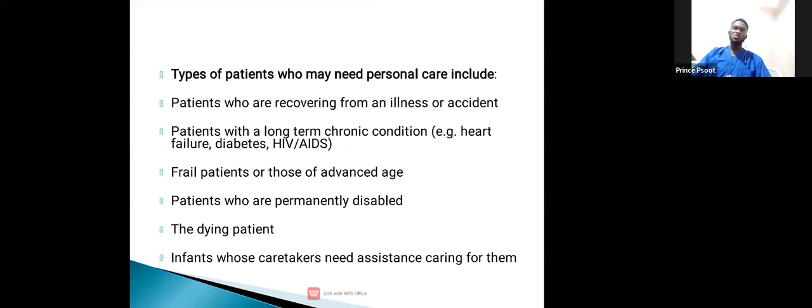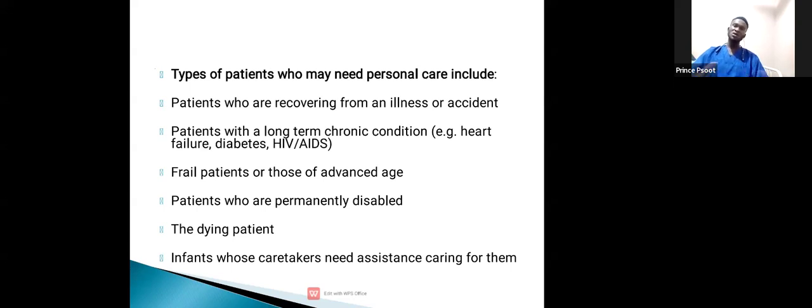Now, who are the types of patients who may need personal care? They include patients who are recovering from an illness or an accident. For example, people who had a surgical procedure and are recovering, or someone who had an accident and fractured their hand or some part of the body. Of course, this patient needs personal care because they are unable to perform some tasks for themselves.